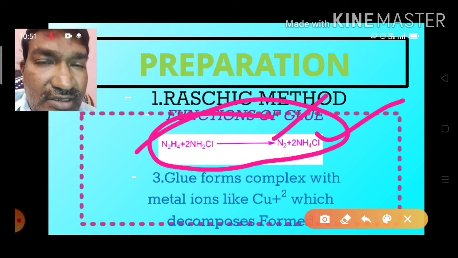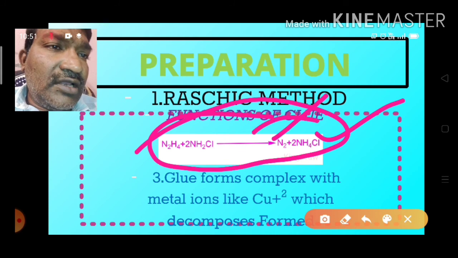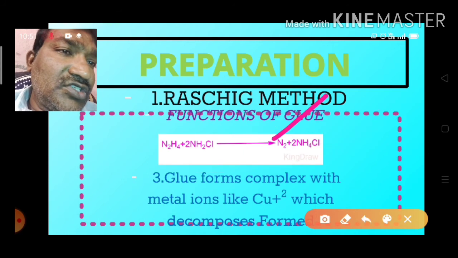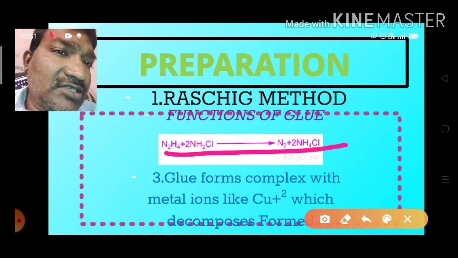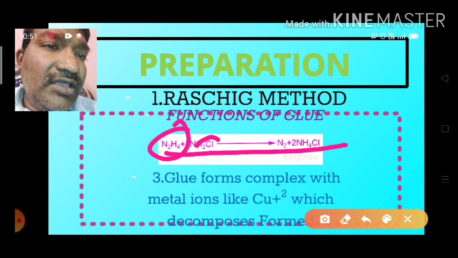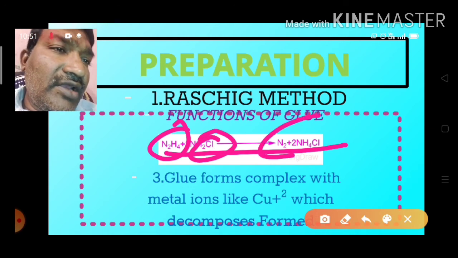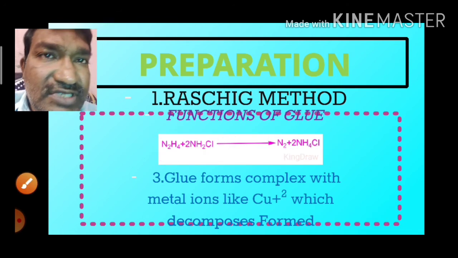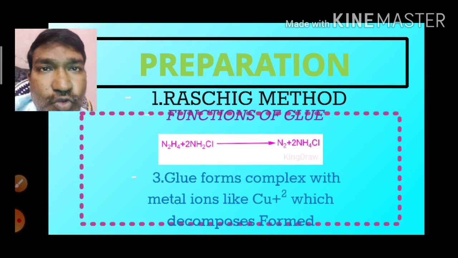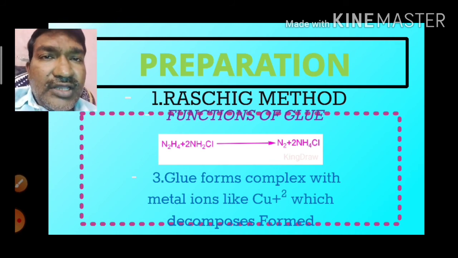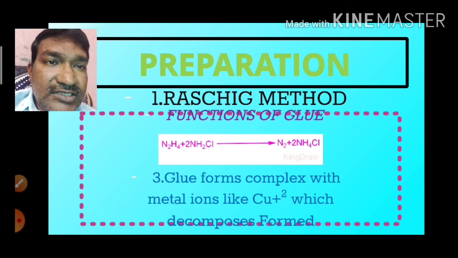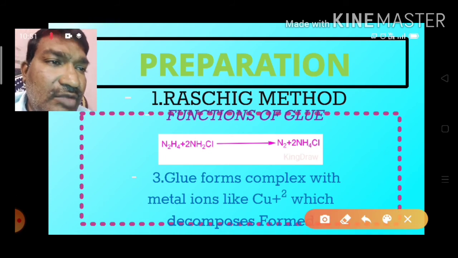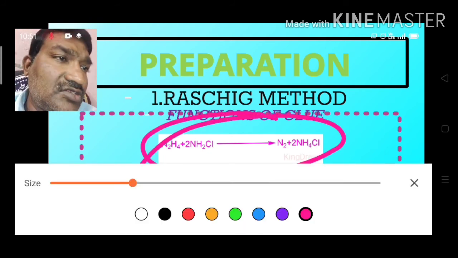If you don't use the glue or gelatin, then all of our efforts will be wasted. So for that purpose, we use the glue. This is an unwanted reaction, where hydrazine is reacting with the chloramine and we are getting nitrogen and ammonium chloride. And one more point is that glue forms complexes with metal ions like Cu2+ ions, cupric ions. These Cu2+ ions catalyze this unwanted decomposition reaction of the hydrazine.